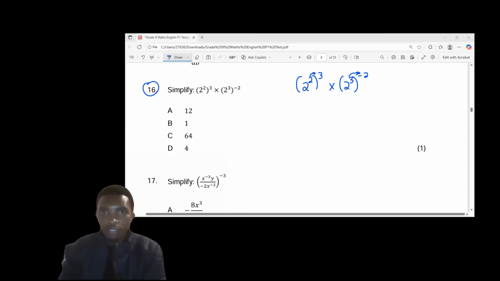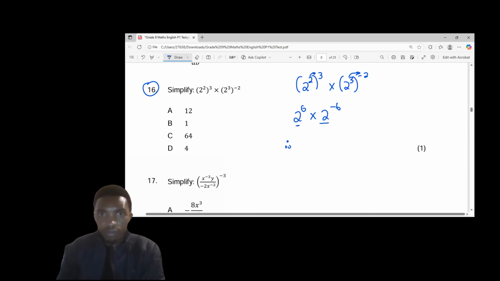Remember, exponent to exponent, they multiply each other. So in this case, 2 times 3 is how much? 6. And then here we have 3 times negative 2, which is going to give us negative 6. Correct? Yes. And then now finally, remember, if ever you multiply the same bases, what happens with the exponent?